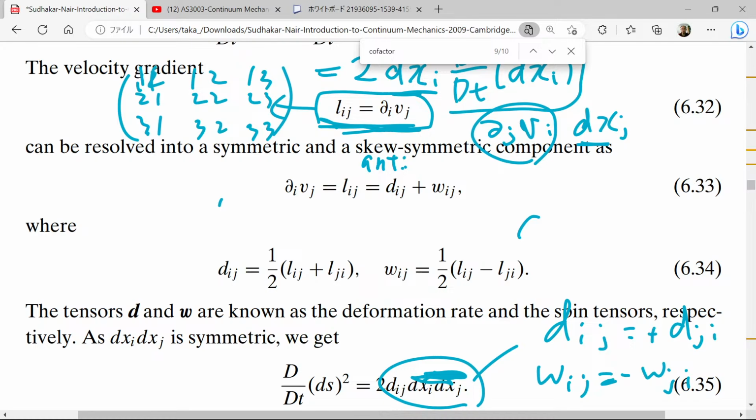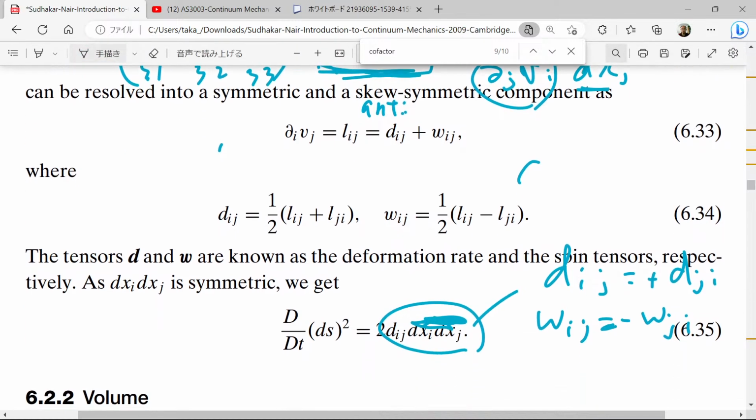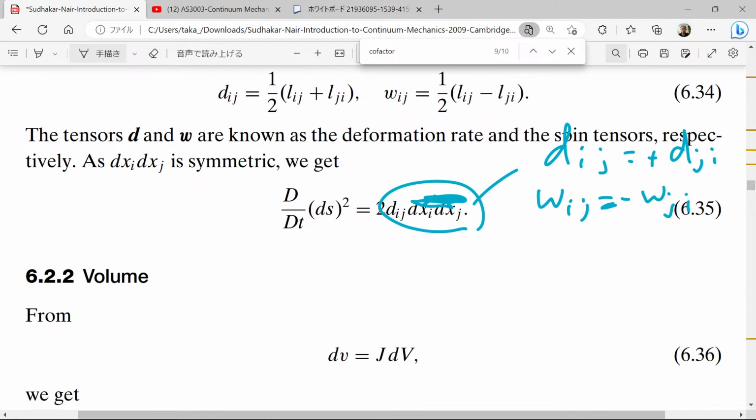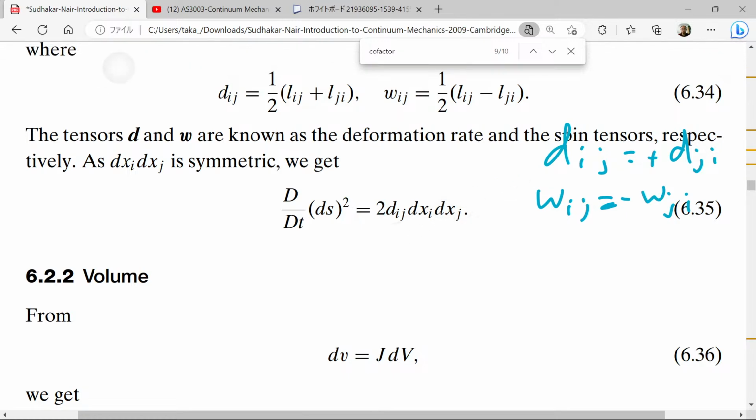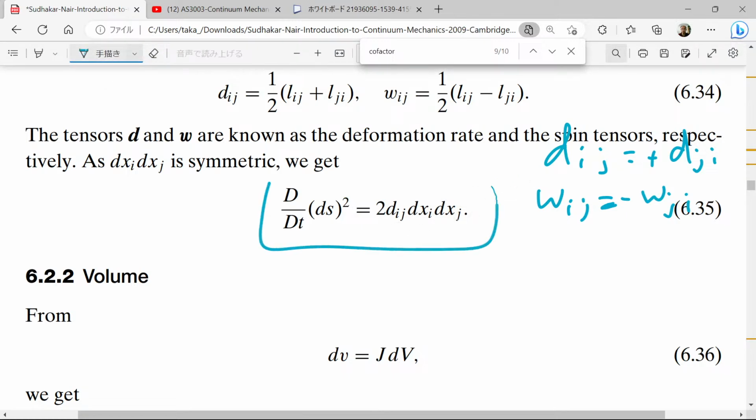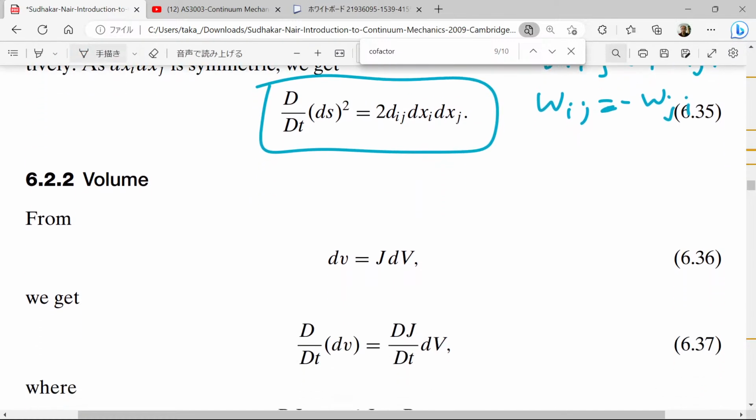So if Dij is symmetric, then interchanging i and j doesn't change anything, so you just get plus and plus. So you don't get 0. So only the symmetric part remains. So you have this. You have the final conclusion of this. It's a little bit complicated. Then you have volume.